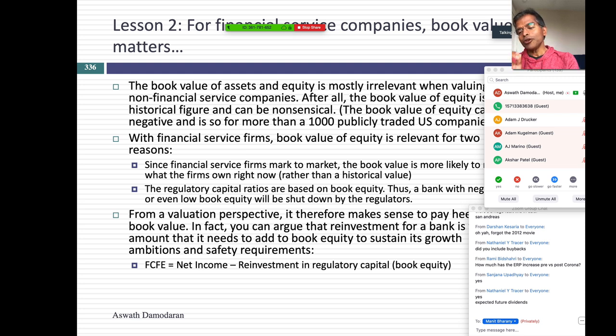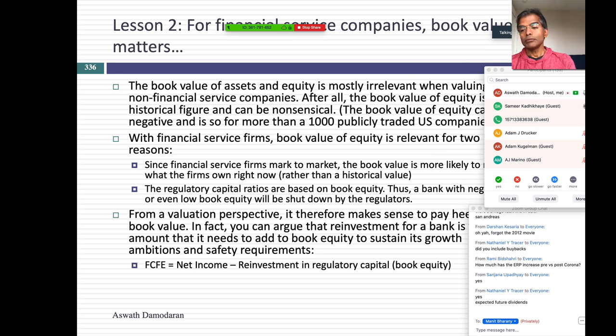I've heard people say you cannot use a dividend discount model for a non-dividend paying company. That's not true. You can still use a dividend discount model. I don't think it's the greatest of all models to use, but you can still use it if you think about dividends in the future being computed by you, given the growth rate and the return on equity.